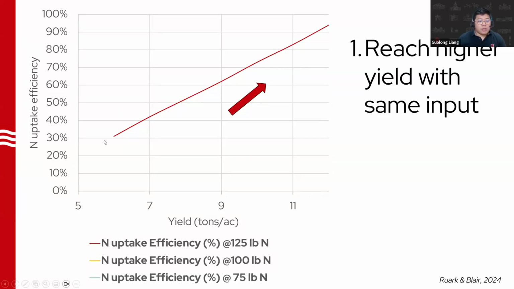And if we take a closer look at the lower end of this line, if we apply 125 units of N in this line and only got 6 to 7 tons of beans, then the leaching risks will be high because of the unused nitrogen.